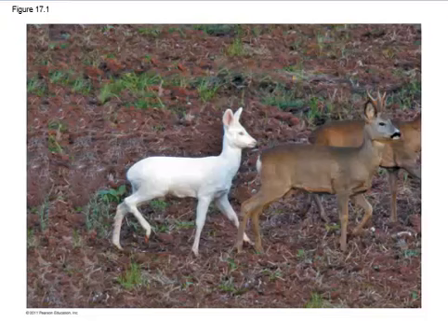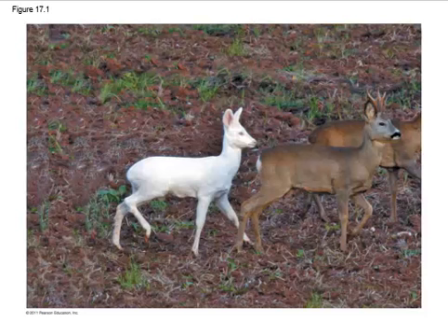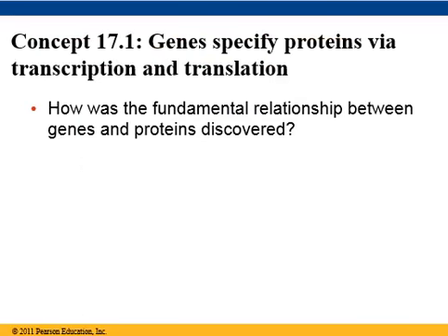Now, this image that's in your textbook is put there just to ask a simple question. How does a single faulty gene result in the dramatic appearance of an albino deer? Think about that. Now, how this occurs is that genes specify proteins via processes known as transcription and translation.